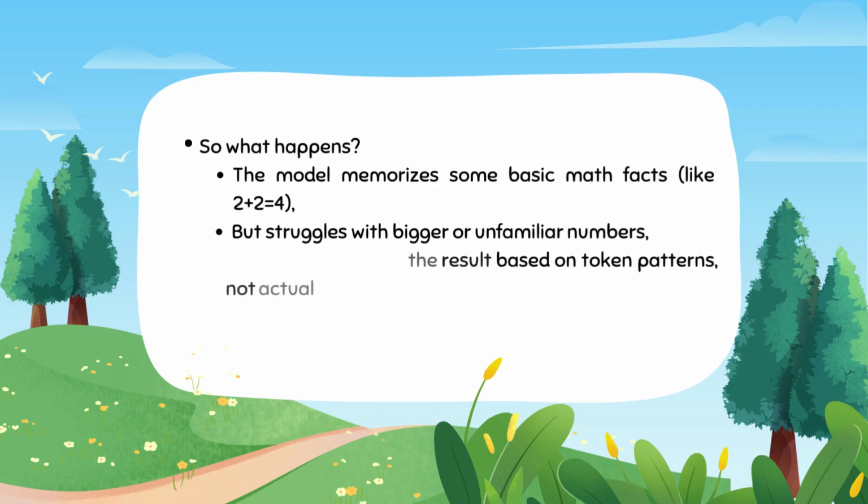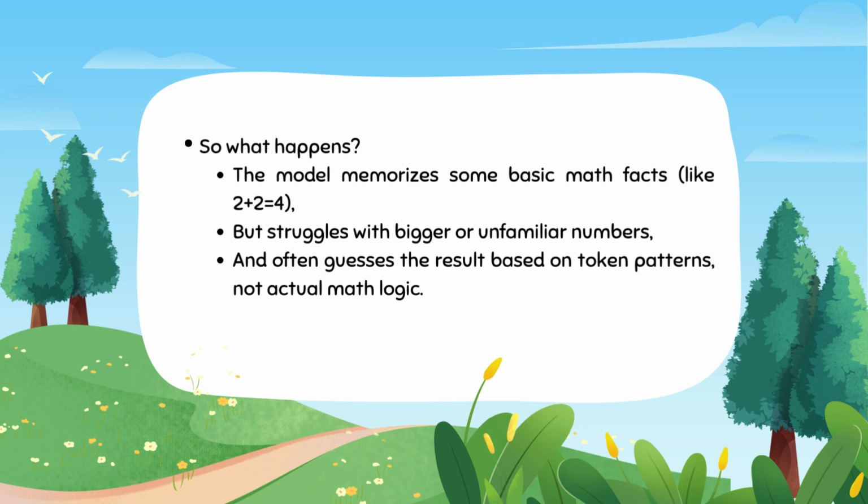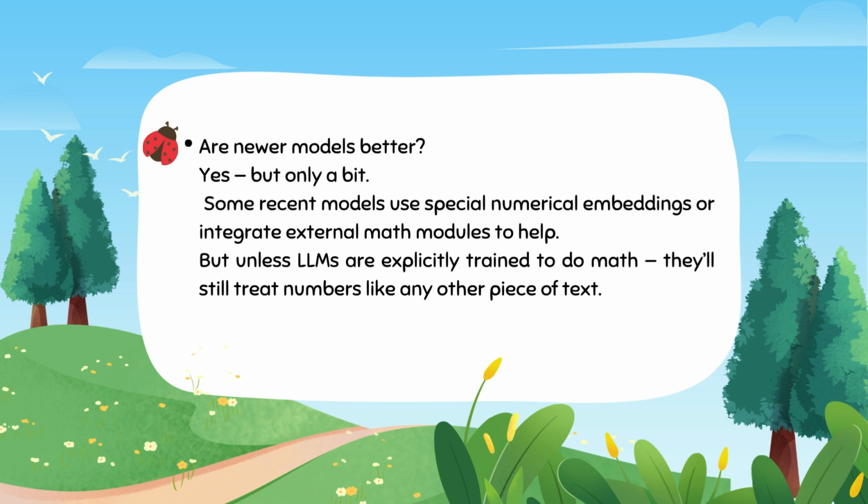So to conclude, the model memorizes some basic math facts, like 2 plus 2 equals 4, but struggles with bigger or unfamiliar numbers, and often guesses the result based on token patterns, not actual math logic. Are newer models better? Yes, but only a bit. Some recent models use special numerical embeddings or integrate external math modules to help. But unless LLMs are explicitly trained to do math, they'll still treat numbers like any other piece of text.